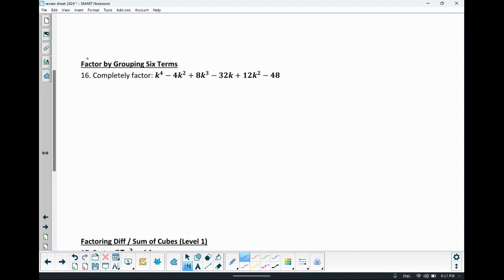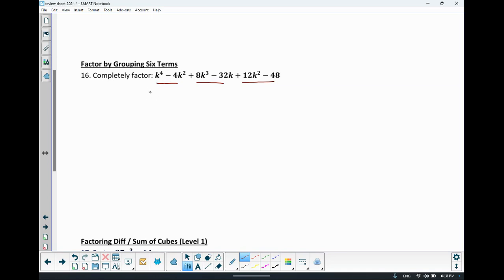Don't forget, on the test, it's not going to tell you the type of technique that you're doing. So when you're factoring 6 terms, you can either factor in pairs or factor in triplets. How do you know which one? I always recommend starting with pairs, and if that doesn't work, go for triplets.